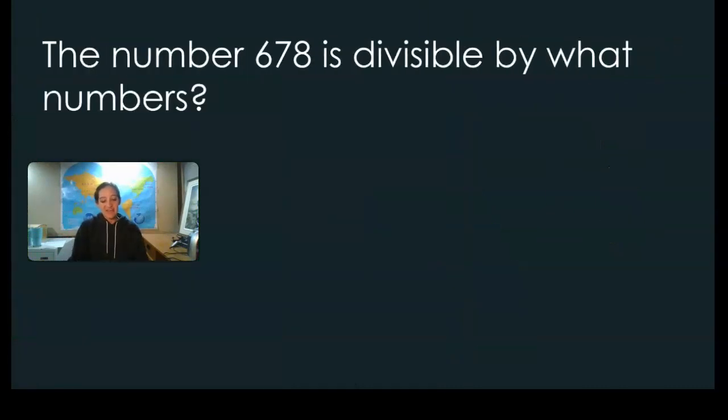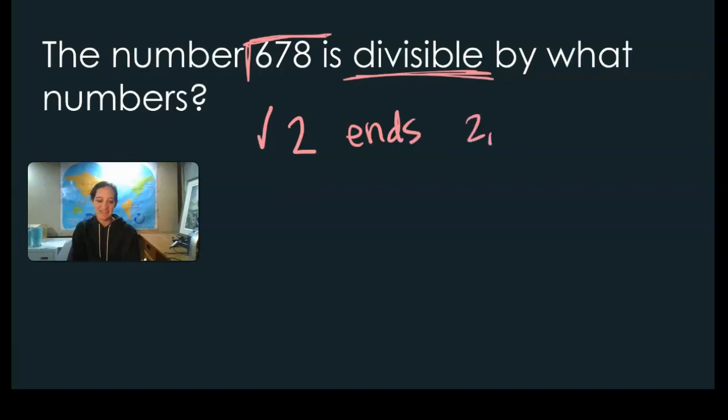The number 678 is divisible by what number? Divisible is another word that means like divided by, right? So it's basically asking what can we divide 678 by and not have any remainders? All right, I know that it is divisible by 2 because it ends in a 2, 4, 6, 8, or 0. Basically, it ends in an even number. So yes, it ends in an 8. It is divisible by 2.